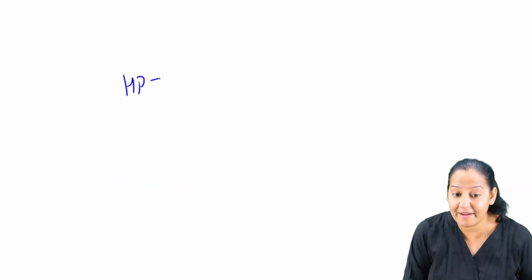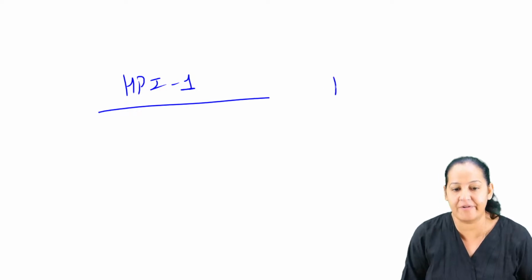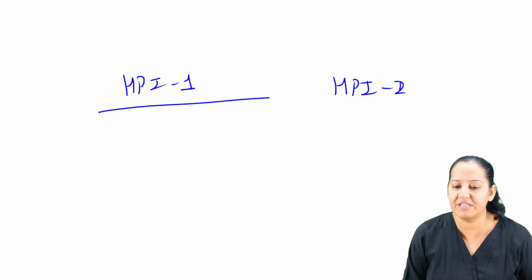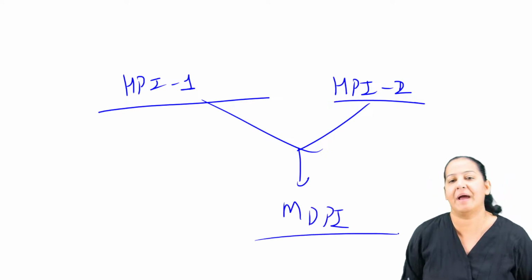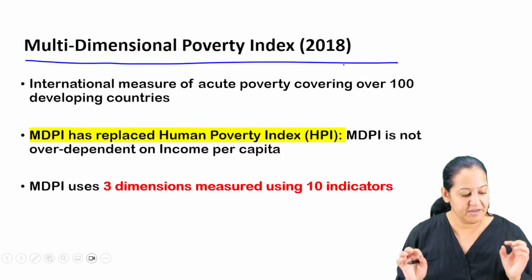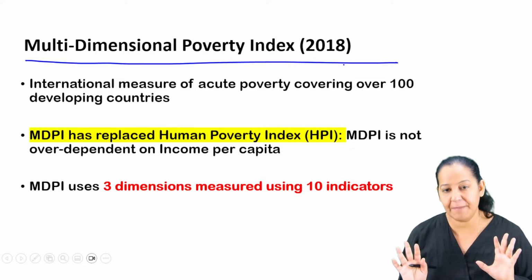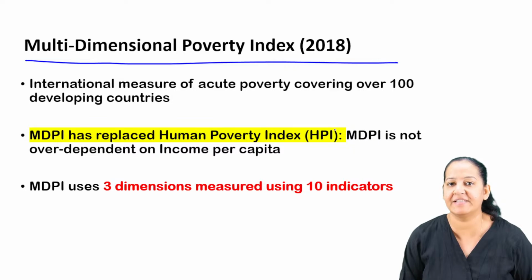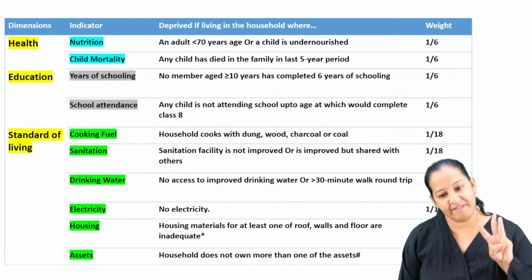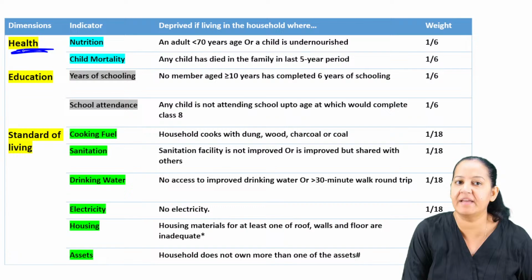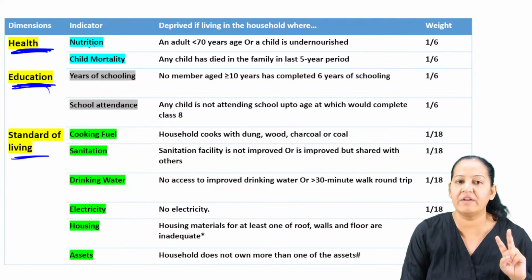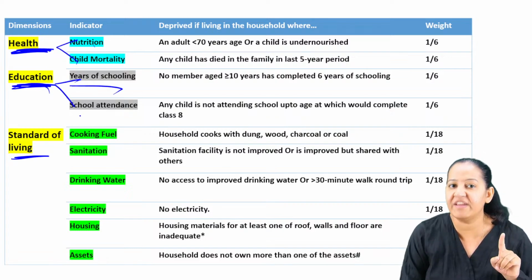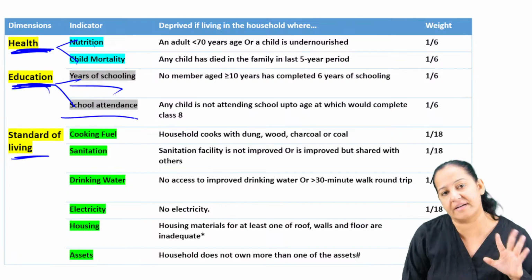Nowadays, HPI 1, which is for developing countries, and HPI 2, which is for developed countries, both of them are replaced by MDPI, from 2018 onwards. So we will look at MDPI, the multi-dimensional poverty index. It has replaced HPI. Again, it has the same 3 indicators: longevity like health, education like knowledge, and standard of living. For health, there are 2 things: nutrition and child mortality. For education also, there are 2 things: years of schooling and attendance in school.